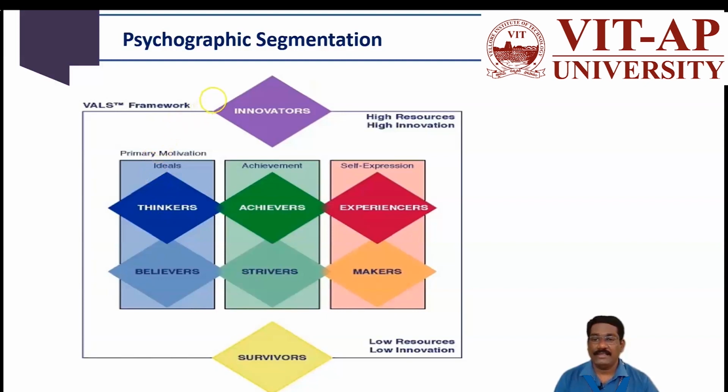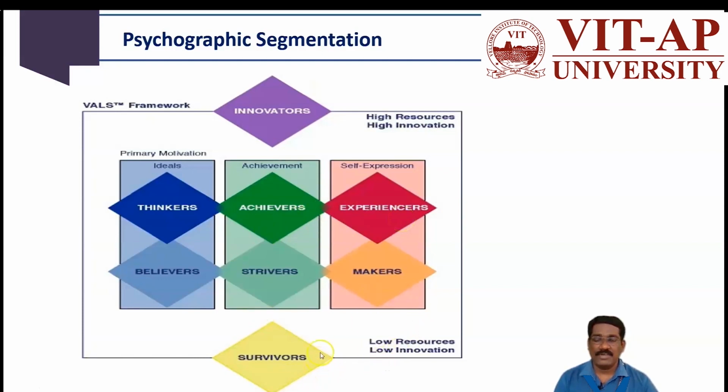These are called ideals, achievement-oriented personalities, and self-expression personalities. Ideals are thinkers, achievers, and experiencers, and believers, strivers, and makers. These categories make different kinds of purchases. They have different purchase requirements based on their values, attitudes, and lifestyle requirements. So based on their high resources and high innovation, the thinkers, achievers, and experiencers go for a certain product category.